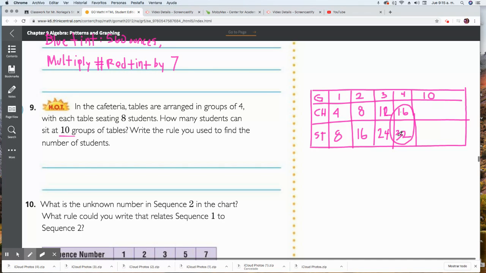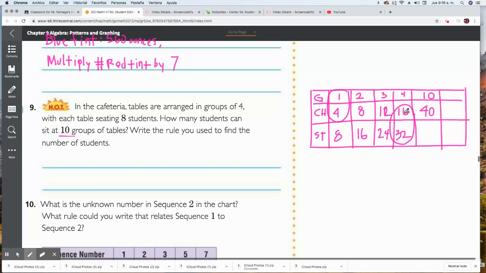So this, but I don't have any numbers right here. So I can use the relationship between the number of groups and the number of chairs. What number times 1 equals 4? 1 times 4 is 4. 2 times 4 is 8. 3 times 4 is 12. 4 times 4 is 16. 10 times 4 would be 40, right? 40. Now I have a number.